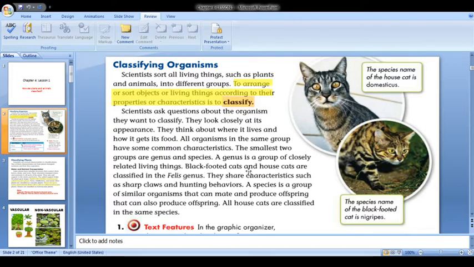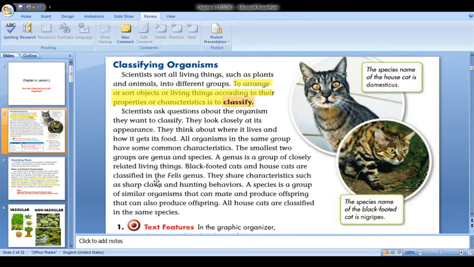Black-footed cats and house cats are classified in the Felis genus. So the cats that we have in our house, or the black-footed cats, they all are in the Felis genus. They fall in a genus group, and they all have very similar qualities. All the house cats are very much the same. Then what qualities do they all have? They have sharp claws. The house cats have sharp claws, and they have hunting behavior.